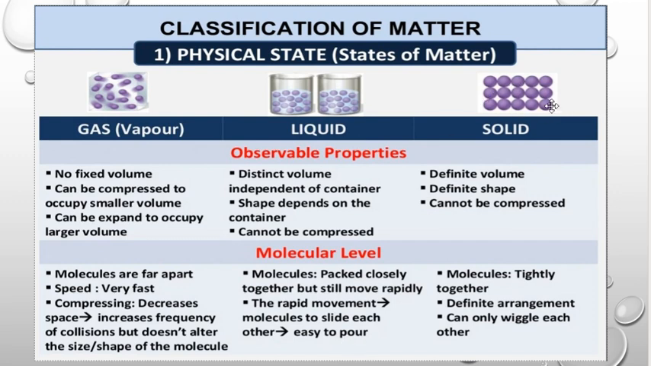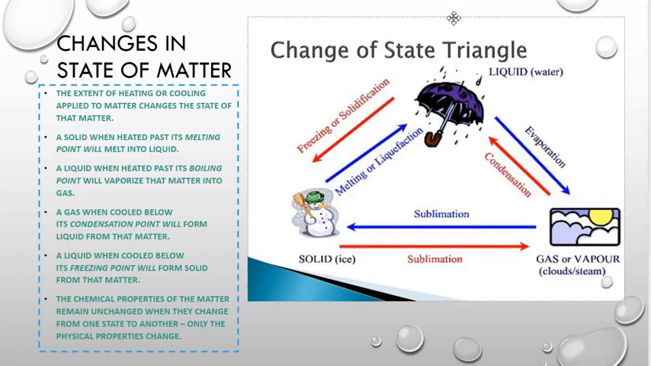Next, if we talk about solid, in the diagram, all the students can see the molecules are packed together and they are arranged in a proper manner because they have a definite volume, they have a definite shape, and this also cannot be compressed. Let's talk about the molecules over here. The molecules in the diagram can be seen, they are tightly packed together. They have a definite arrangement and can only wiggle in place. That's it. They cannot do anything more.